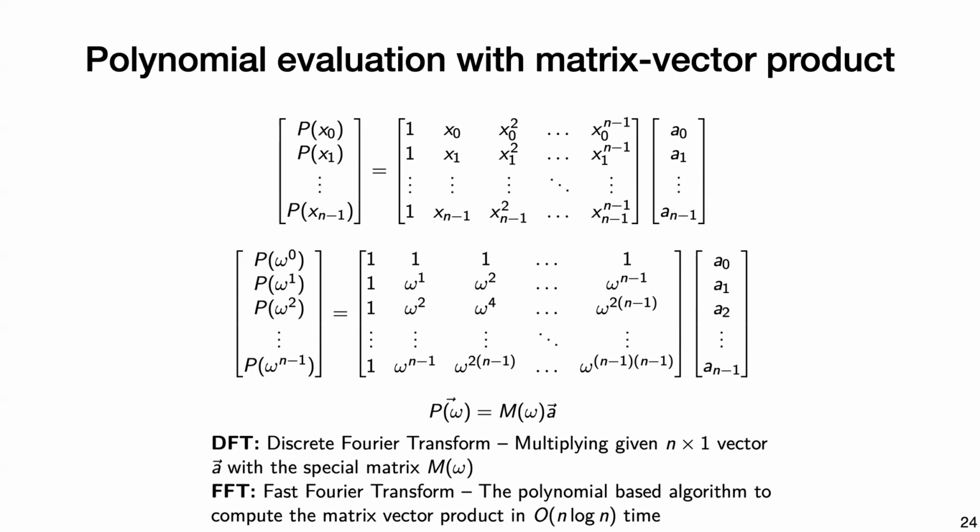So the discrete Fourier transform is this problem of multiplying this n by 1 vector with the special matrix based on omega, and FFT is this polynomial-based representation to compute this specific matrix vector product in n log n time.